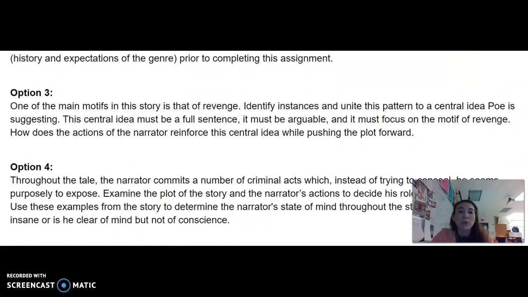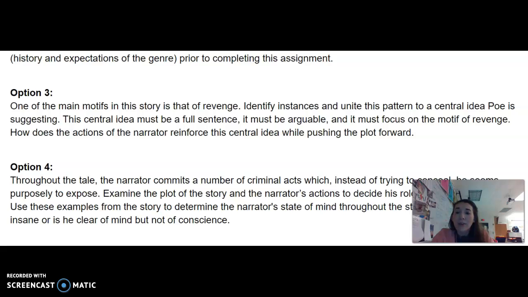This is option 3. One of the main motifs in this story is that of revenge. Identify instances that unite this pattern to a central idea Poe is suggesting. This central idea must be a full sentence, it must be arguable, and it must focus on the motif of revenge. How do the actions of the narrator reinforce this central idea while pushing the plot forward?